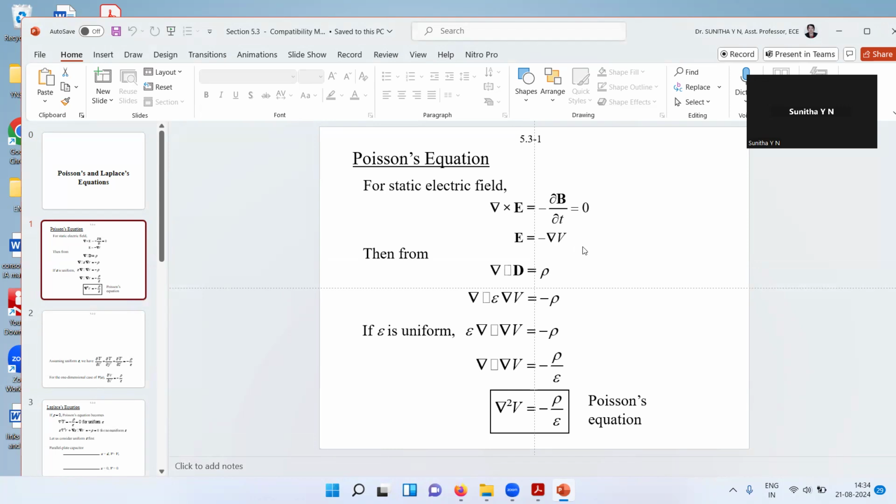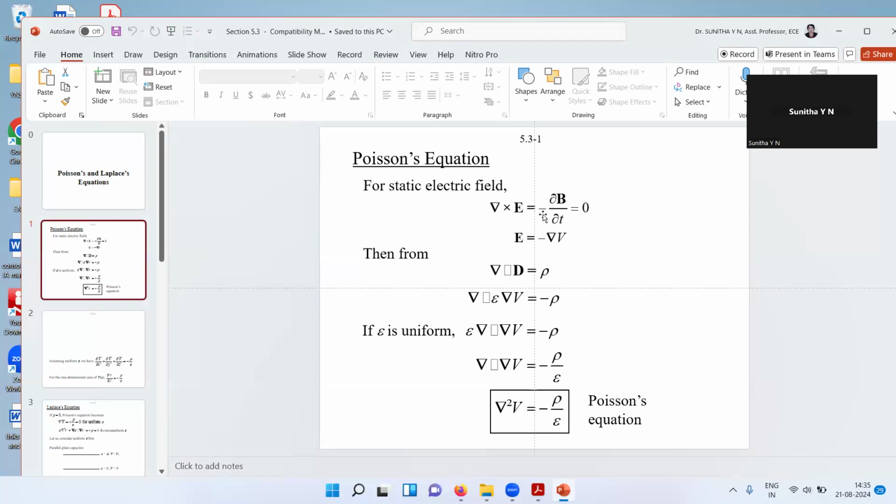If there is a movement of charge in an electric field, then we can define a potential difference between the two points between which the charge moves. Because of that potential difference, the electric field intensity is equal to minus the gradient of V, where V is the potential difference. We also know that the curl of E is equal to 0.